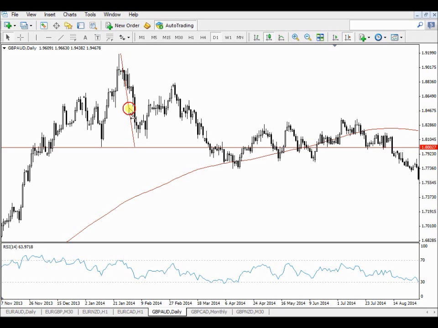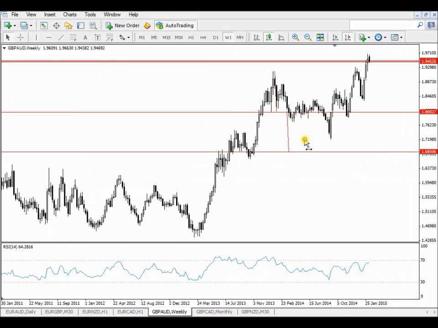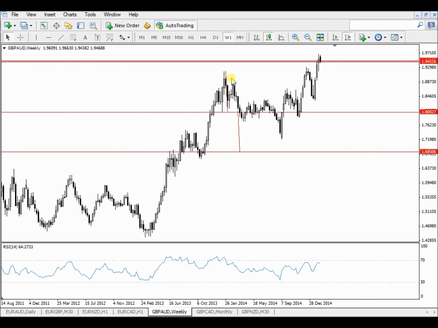There is the distance between the head and my neckline, and that will be the same distance to my target area. So I entered the market here short, or I sold, and 1650 was my limit. And you will see that this is a failure. Alright, so that's what I said. 90% of the time the head and shoulder pattern will pay off. In this instance is a good example where the head and shoulder did not pay off.